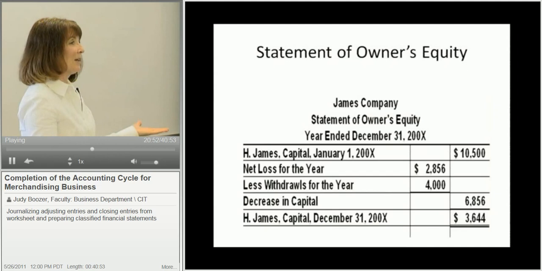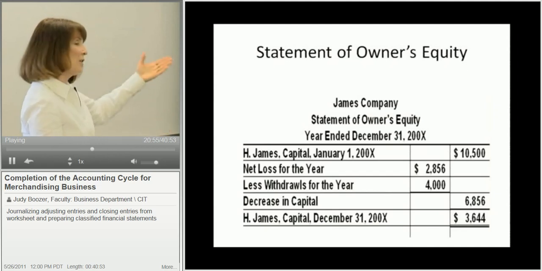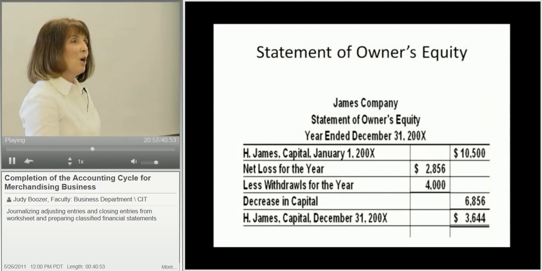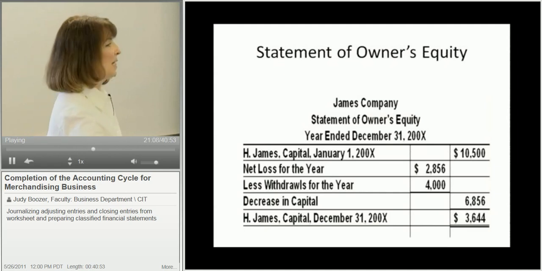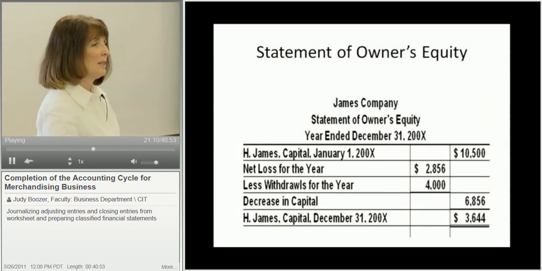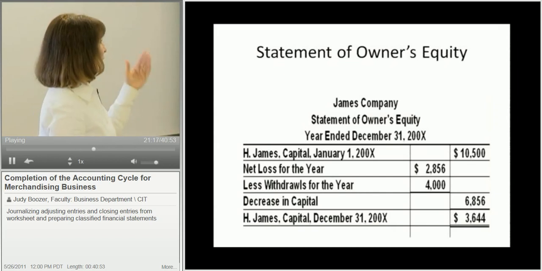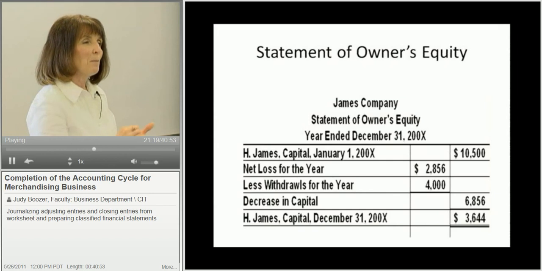The beginning capital. So next year you'll start out with that new capital amount, which reflects what money you made and any withdrawals that you also took during that year. And look at the heading again. I know we've done this since day one, but the heading always includes the company name, the financial statement name, and for the purposes of the statement of owner's equity, the period of time for which it's being created. Not just a date, but the period of time.